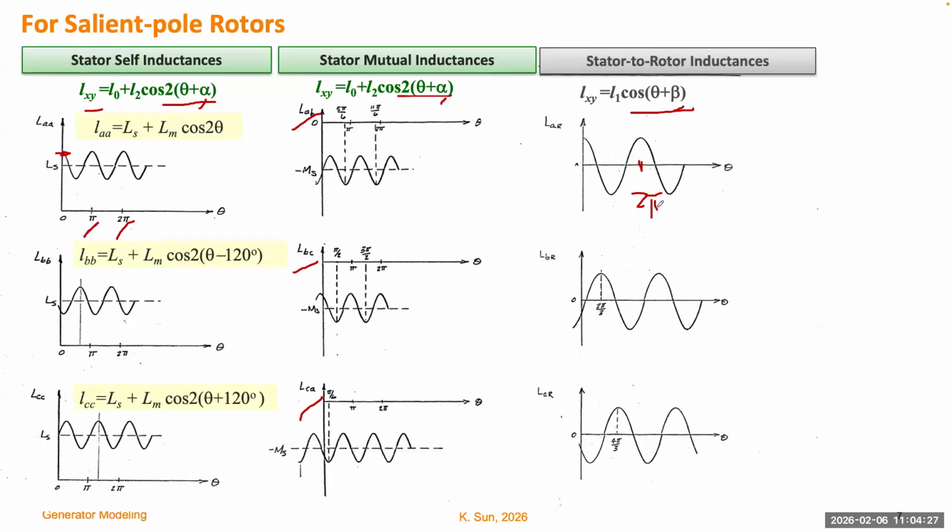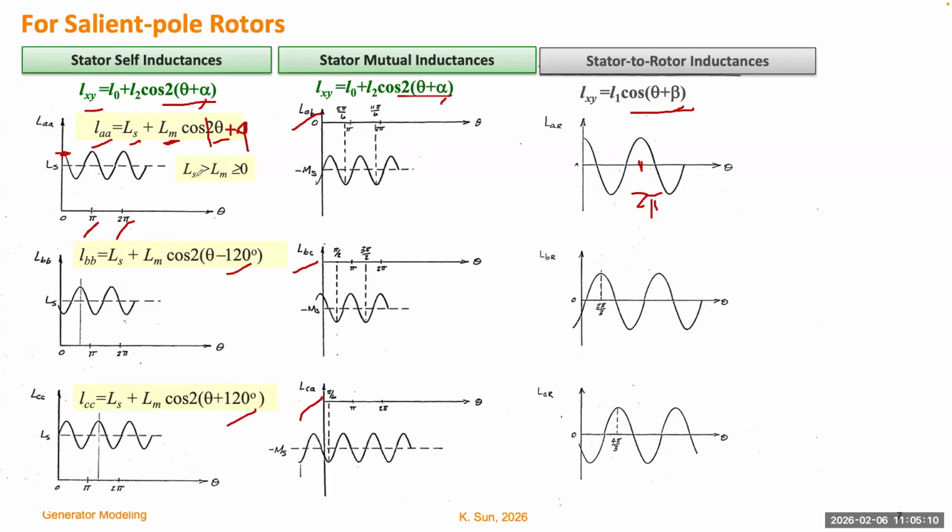So if we give their expressions, LAA will have a constant part. We just use the capital LS to indicate this constant value. They will have a magnitude on the oscillatory part, and the phase is 0. 0 is just because we use A as a reference, right? There's a phase 0. Then LBB will have a phase of 120 degrees, and LCC at a positive 120 degrees or negative 240 degrees.